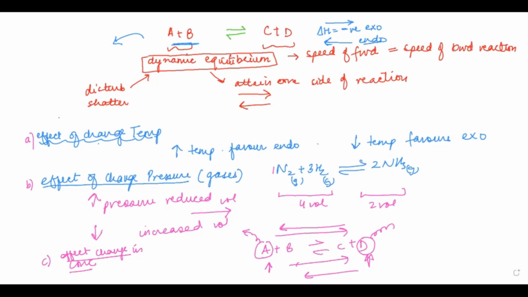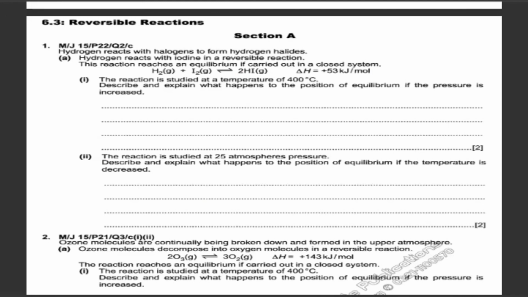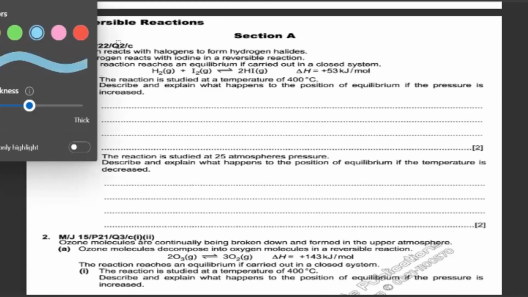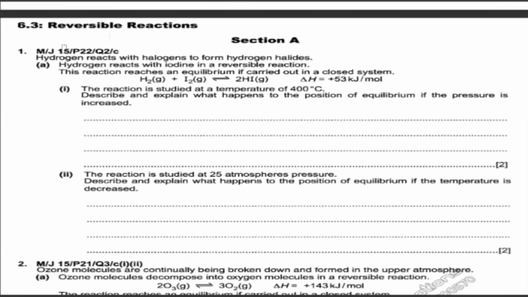Now let's straight away after this, let's move on to the application of this through the theory papers. Okay, so here we start with the past paper questions. All right. The first question is from June 2015. The question states that hydrogen reacts with halogen to form hydrogen halide. So this is hydrogen, it reacts with halogen to form hydrogen halide.